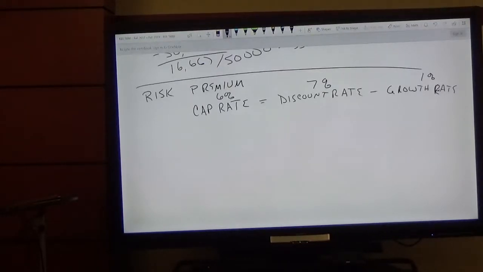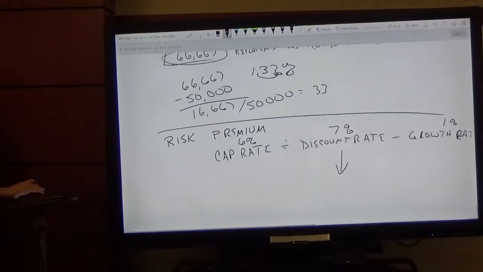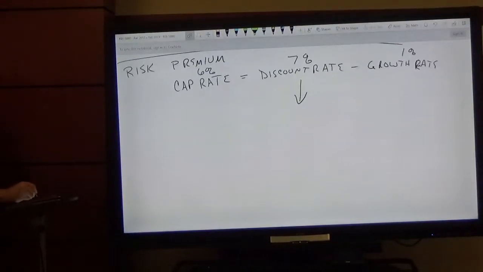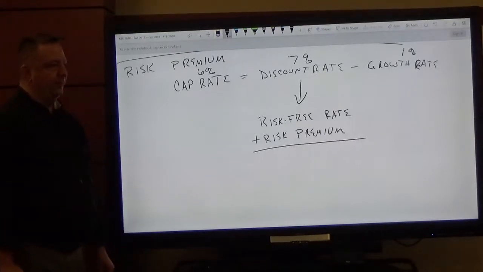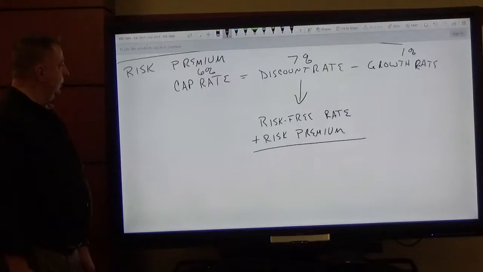Okay? Now, the discount rate, taking it and blowing it apart a little bit, is going to be predominantly comprised of two things: the risk-free rate plus the risk premium. Okay, so let's start with the risk-free rate and what that typically implies. So basically, discount rate minus growth rate equals cap rate.